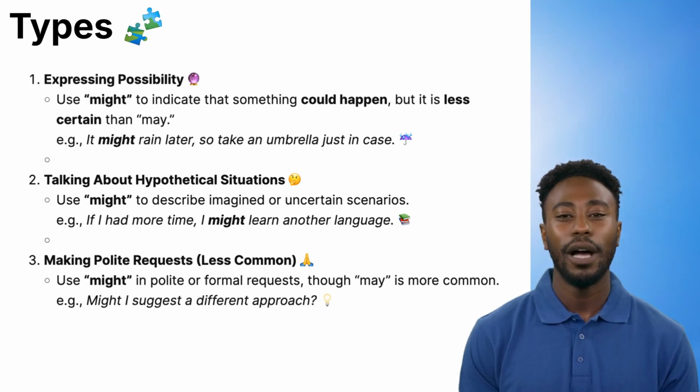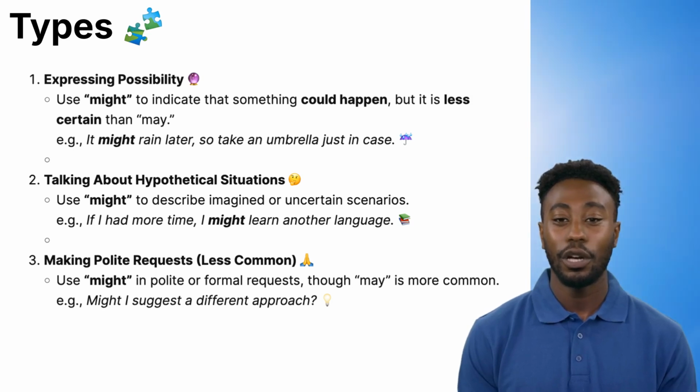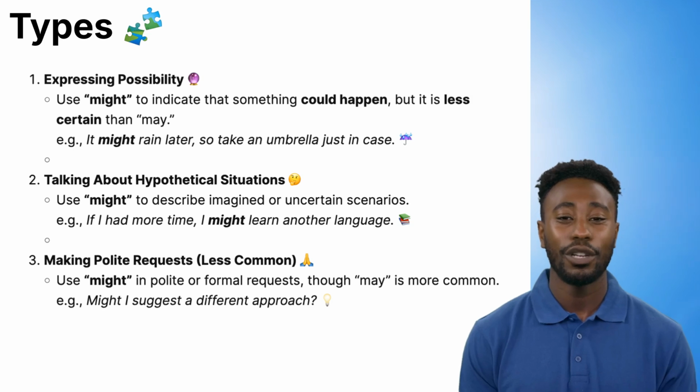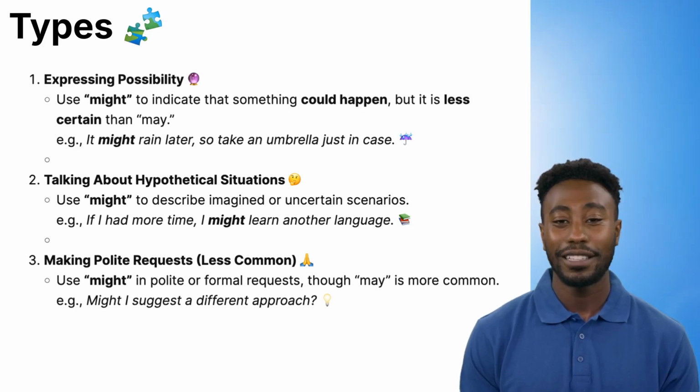2. Talking about hypothetical situations. Use might when discussing imagined or uncertain scenarios, especially in conditional sentences. Example: if I had more time, I might learn another language. This means learning a new language is possible, but it depends on having more time. More examples: if we left earlier, we might avoid traffic. If I won the lottery, I might travel the world. If you want to talk about possible but uncertain situations, use might.